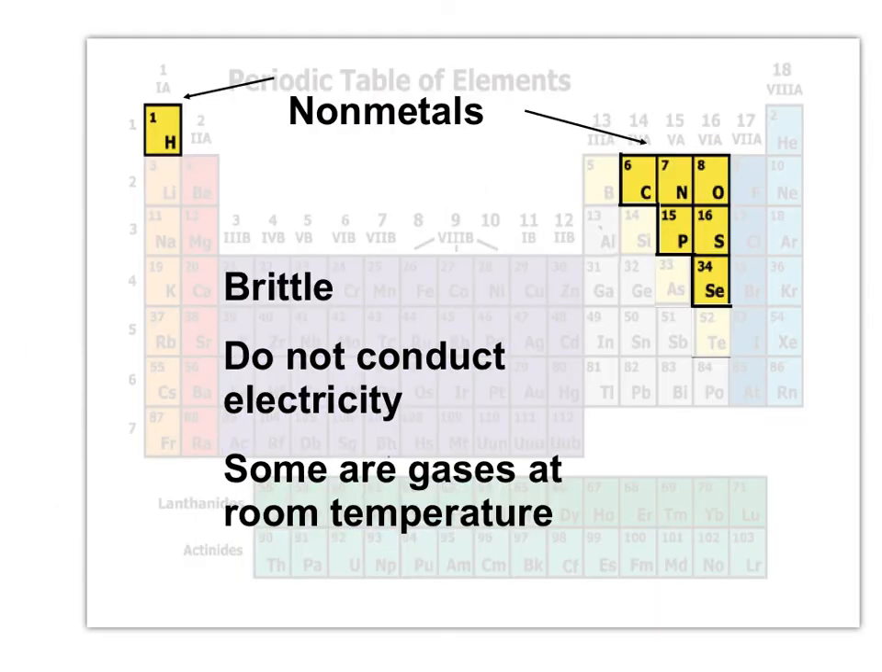Okay, next we have the nonmetals. These are elements that tend to be brittle, at least when they're in their solid form. They do not conduct electricity, right? So they're non-conductive, good insulators, and a lot of them tend to be gases around room temperature. For example, oxygen and nitrogen, okay?